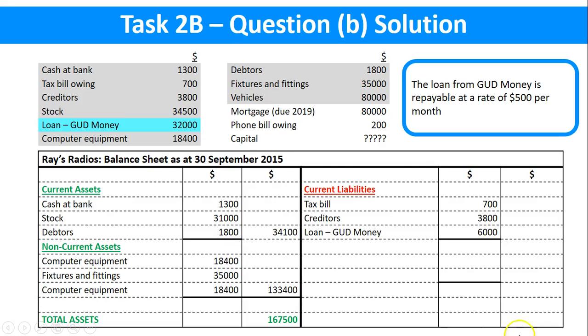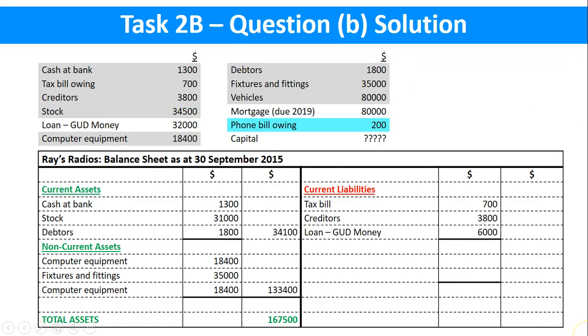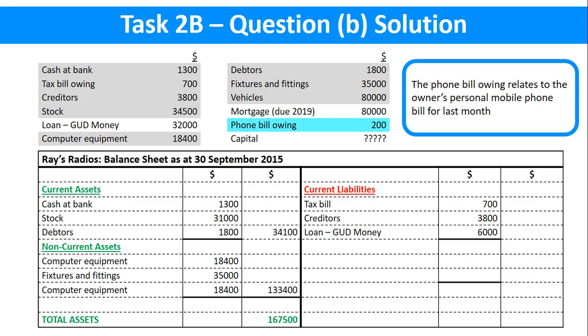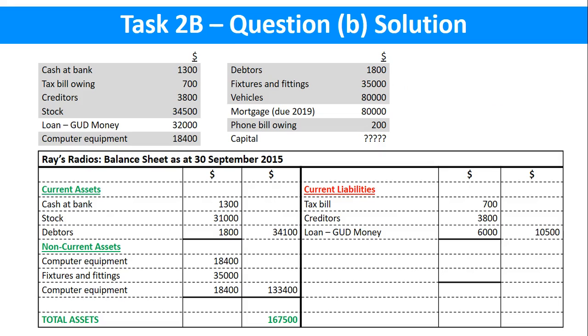However, that is just what's due within the next 12 months. We've got a total loan of $32,000, so we're going to have to come back to this item and reuse the rest of it later. The next item we have is phone bill owing. Phone bill owing is always a current liability. However, we are not going to put this in because we were told with the additional info the phone bill owing relates to the owner's personal mobile bill for last month, and based on the entity principle, the transactions of the business and the owner are separate, and the business shouldn't be paying the owner's personal mobile phone bill, so we're going to leave that out. We can now go and total up all our current liabilities and we'll get $10,500.